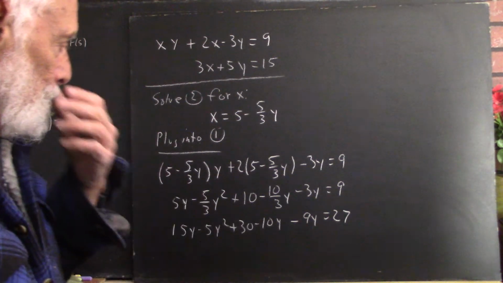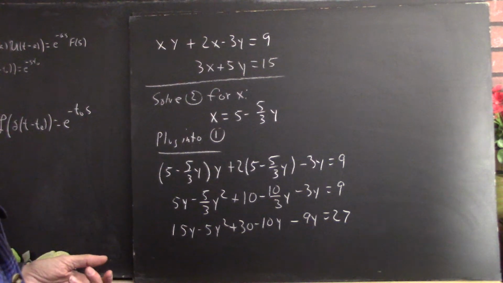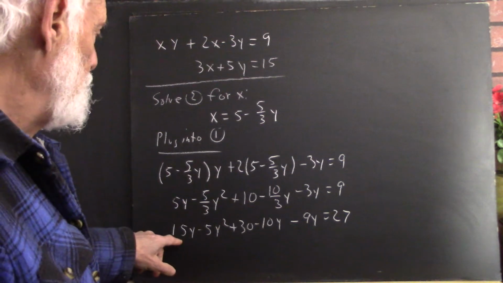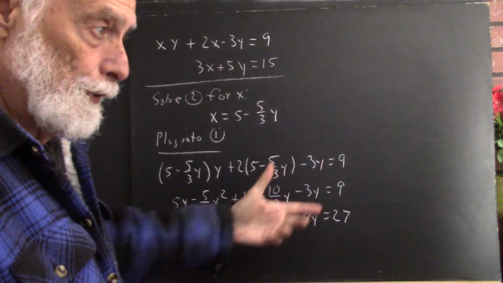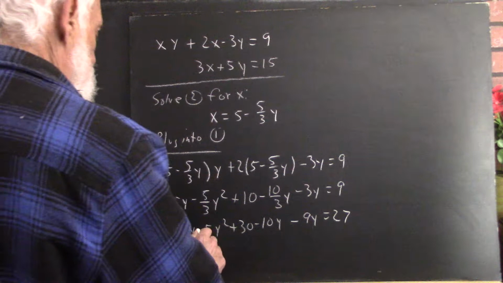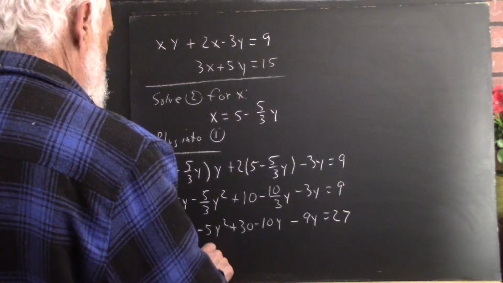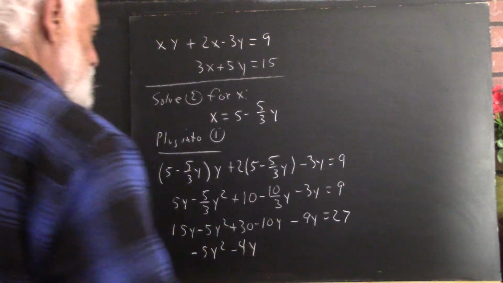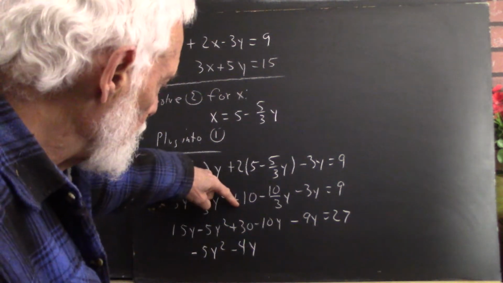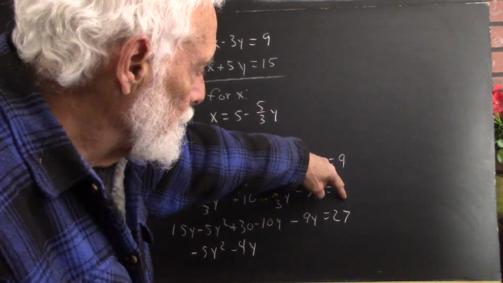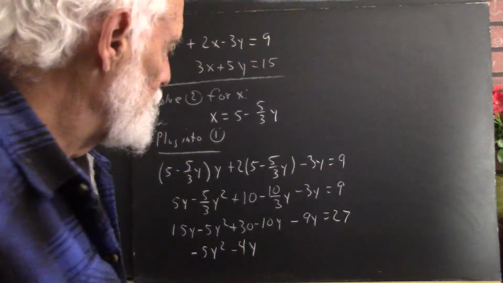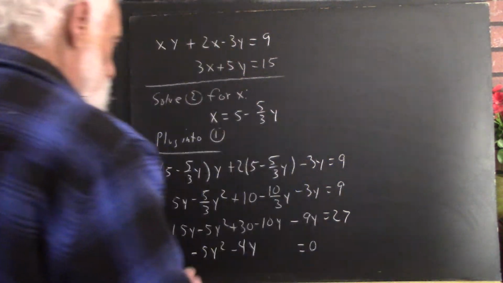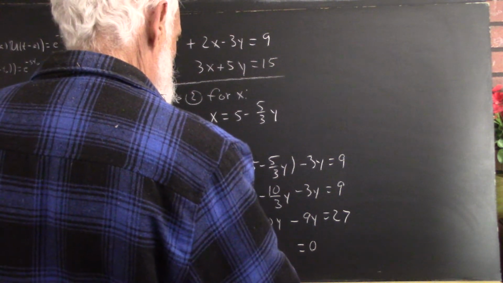And here we then have it. Okay, well now our y's add up to 15 and negative 19, which is negative 4. We're going to write this as a quadratic, so we'll write the negative 5y squared first, then minus 4y. And then what do we have? We have 30 here, but we're going to want a 0 over here so we can solve the thing one way or the other, which means we've got to subtract 27 from both sides, so we get plus 3.